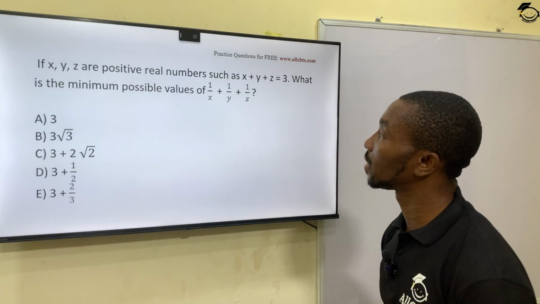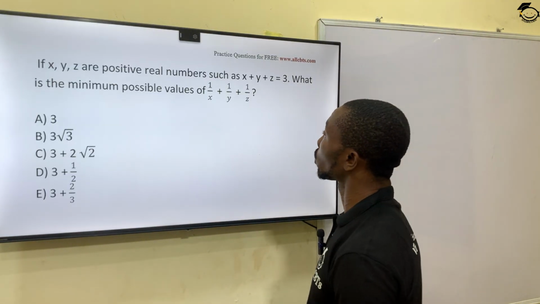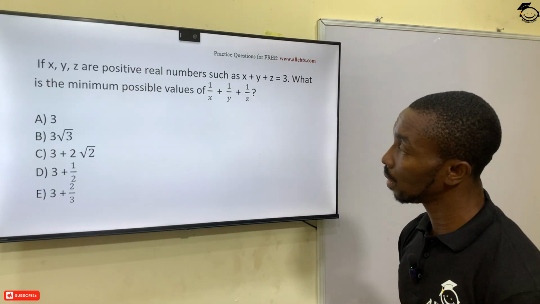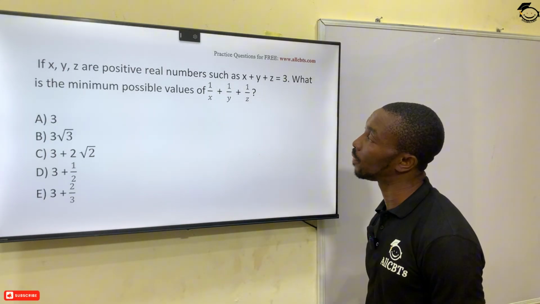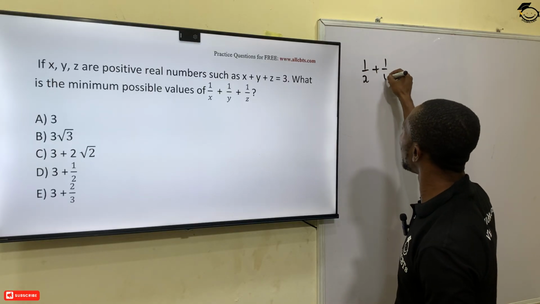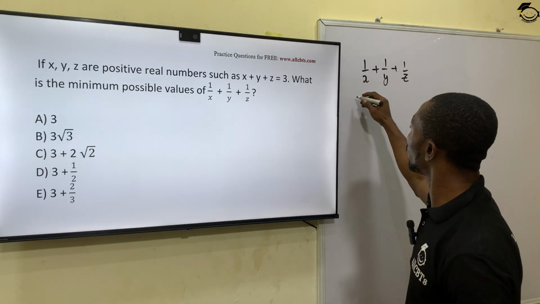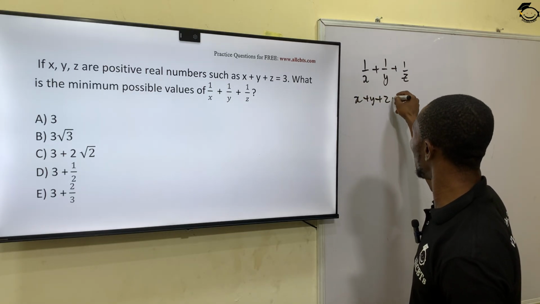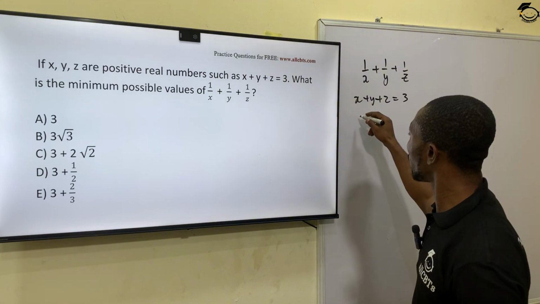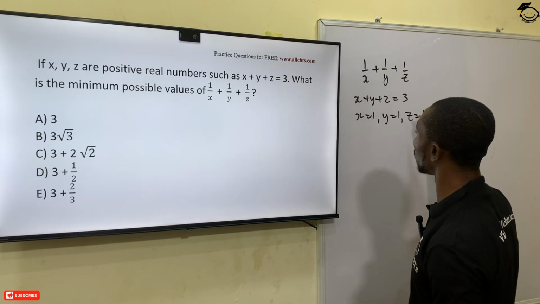If x, y, z are positive real numbers such that x plus y plus z equals 3, what is the minimum possible value for 1 over x plus 1 over y plus 1 over z? Okay, now we are told that x plus y plus z equals 3. Okay, that means x equals 1, y equals 1, and z equals 1.